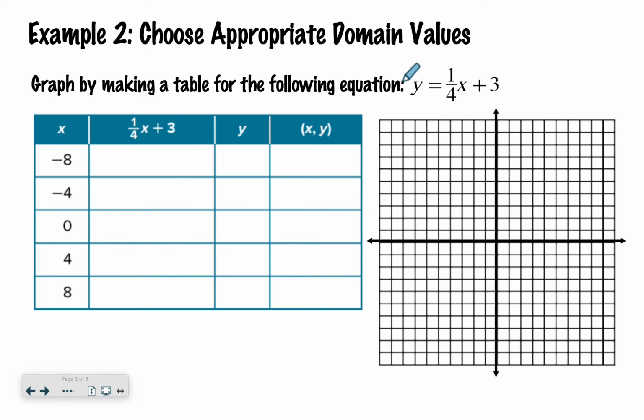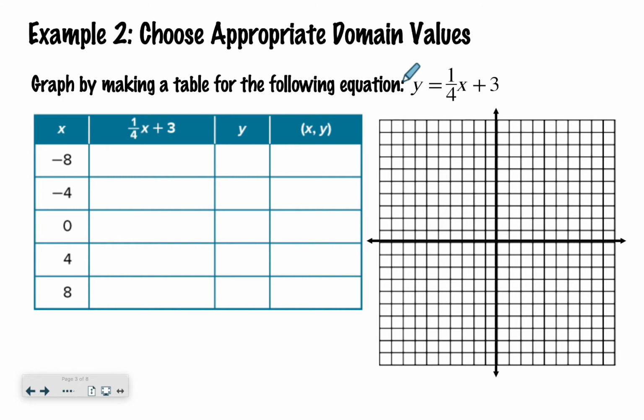Now let's talk about making a table for an equation that maybe has a fraction. Oftentimes students will ask, how do I know what numbers to plug in? So when you don't have a fraction, it really doesn't matter what numbers you plug in. I like to plug in some easier numbers. So usually I like to plug in 0, 1, negative 1. And then I usually like my 2s, so 2 and negative 2. And those are my 5 points.